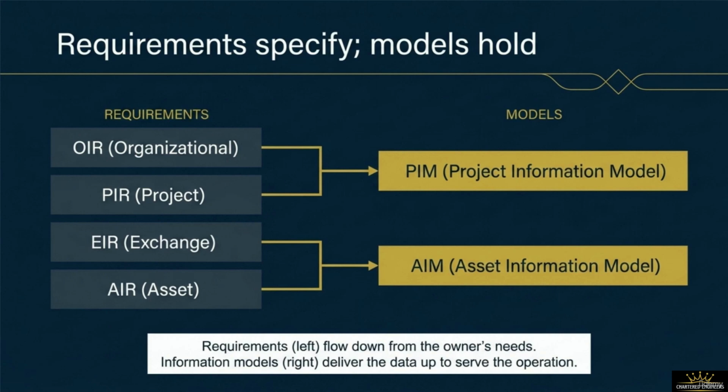For a specific construction intervention, these inform the Project Information Requirements, or PIR, and the Localized Exchange Information Requirements, or EIR. These requirements documents on the left flow down directly from the owner's needs. On the right side, our information models capture and deliver that data back up to serve the operation. The Project Information Model, or PIM, accumulates data during delivery, and the verified parts are then transitioned into the Asset Information Model, or AIM, to support active operations. Let's trace the complete step-by-step chain of information from inception to final delivery.